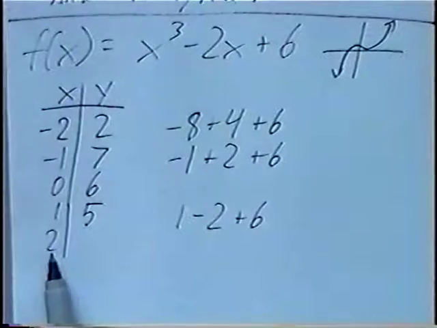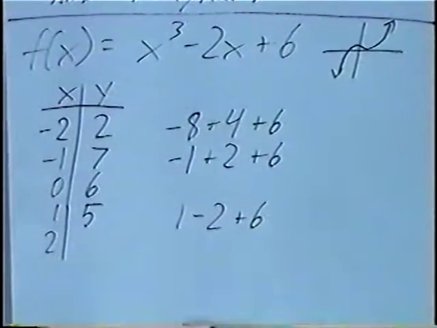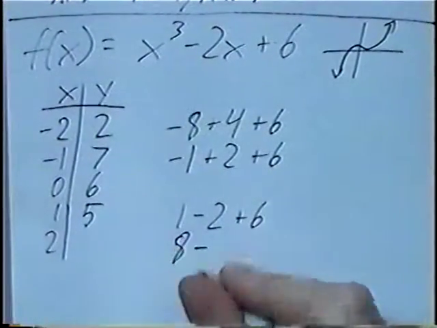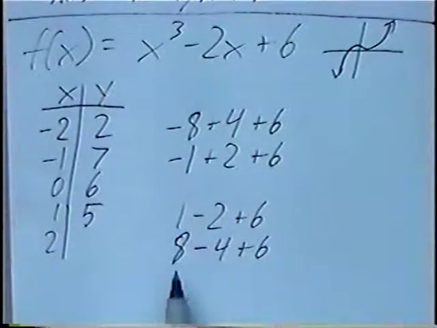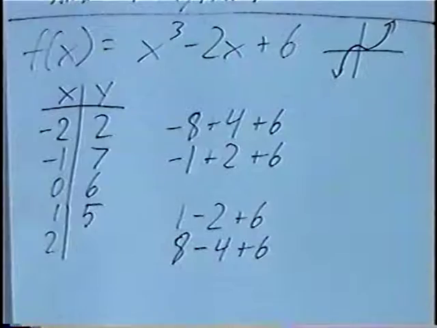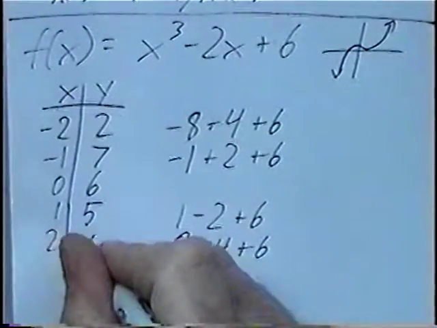And last number we'll plug in 2. 2 cubed would be 8, minus 2 times 2 would be 4, plus 6. 8 minus 4 would be 4, plus 6 would be 10.